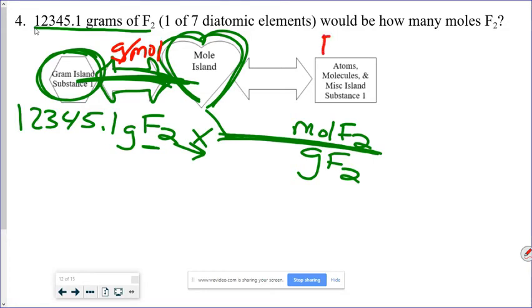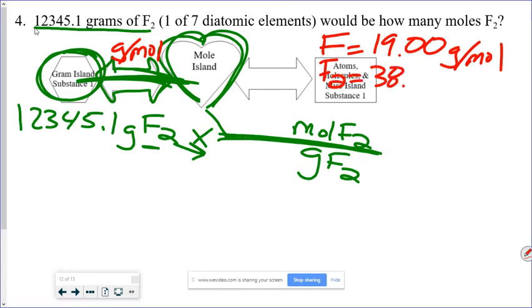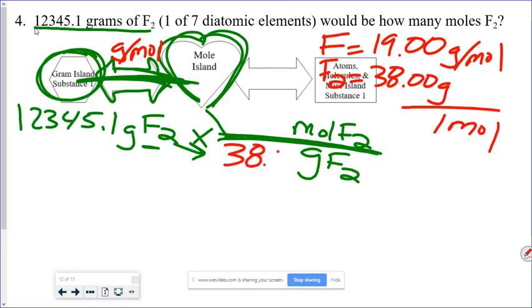The molar mass for fluorine is 19.00 grams per mole. So if you have F2 fluorine gas, that's 38.00 grams per 1 mole. So grams per mole can be written that way. The 38.00 is always going to go with the grams. Sometimes the grams are on top, sometimes the grams are on the bottom. The 1 is always going to go with the mole. I solve that. Those grams of F2 cancel out with those grams of F2. The numbers don't cancel out, but the labels do.